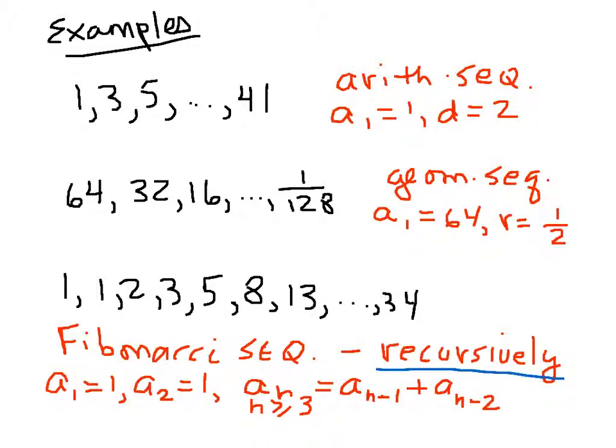And we will, I think, when we get into chapter 10, look at how we can get an explicit definition for the Fibonacci sequence. In other words, figure out what a sub n is just based upon n. But you'll see that that's pretty challenging and pretty ugly. Okay, let's move on to some examples now.